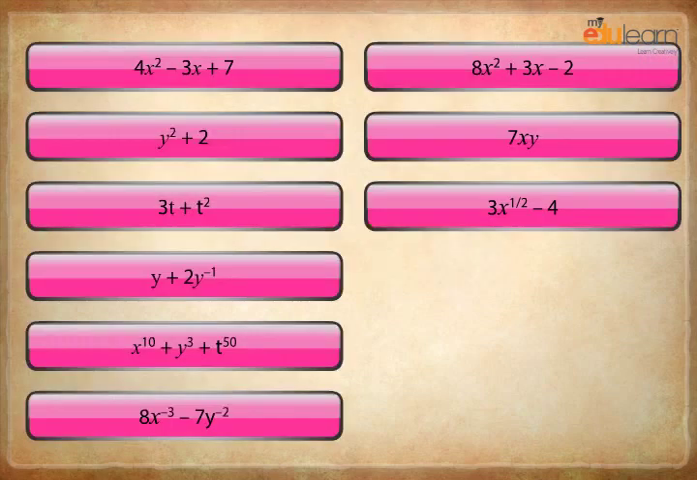Now let us check which of these expressions are polynomials and non-polynomials. These are polynomials, but this is not, as this expression has a negative exponent. And we have already said in the definition that the exponent should be a non-negative integer. Similarly, the expression 3x raised to half minus 4 is not a polynomial as the exponent of x is not an integer. It is a rational number.